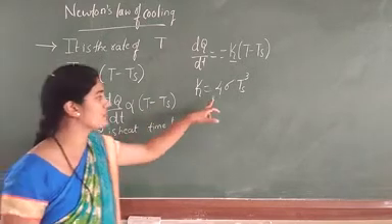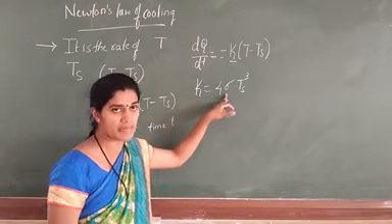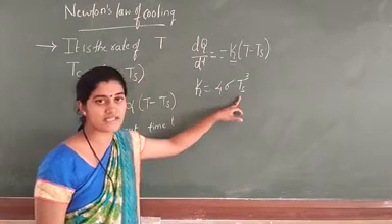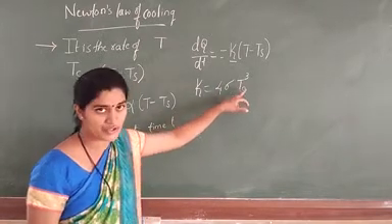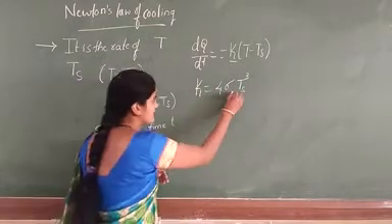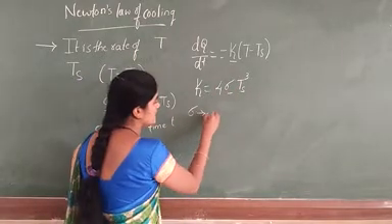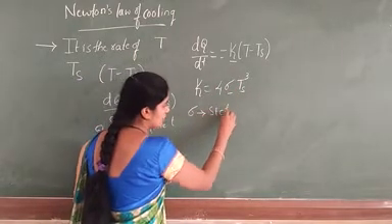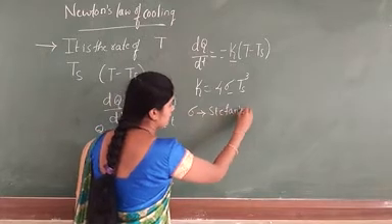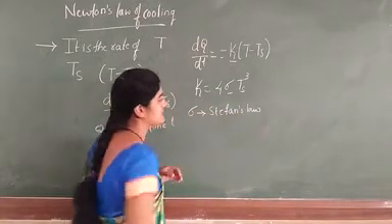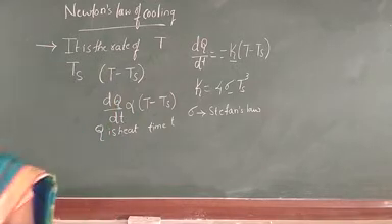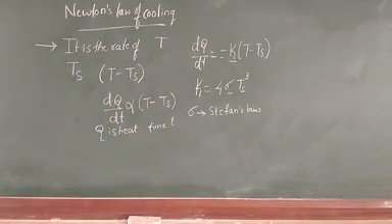Therefore, k is equal to 4 sigma Ts cubed, where Ts is the temperature of the surrounding. Here sigma is Stefan's constant. Sigma we can call Stefan's law constant or Stefan's constant.